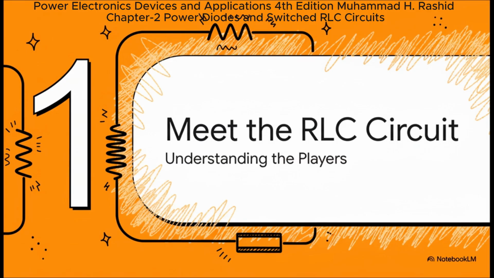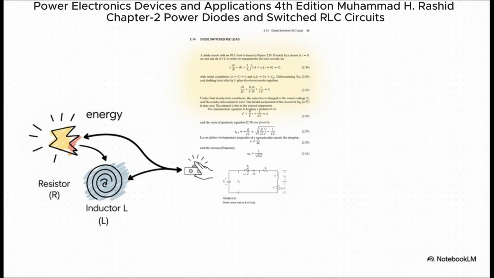First things first, we need to meet the components of our circuit. It looks simple, but trust me, its behavior is surprisingly complex and interesting. And here it is. We've got our three key players on the team. The resistor, which is kind of like the brakes on the system. The inductor, which stores energy in a magnetic field. And the capacitor, which stores it in an electric field. The real magic happens when they all start working together, the very instant we close that switch.